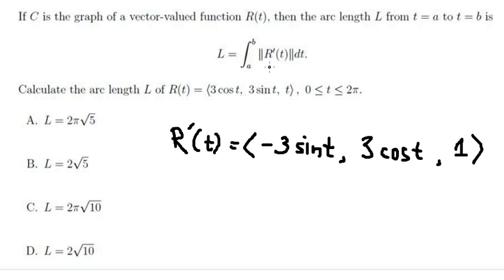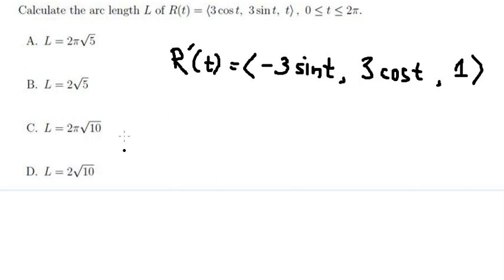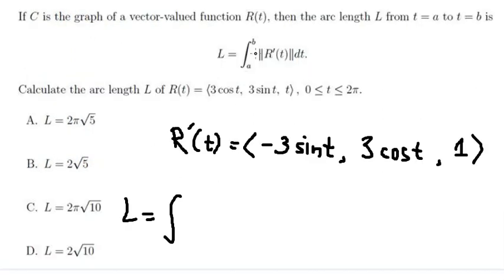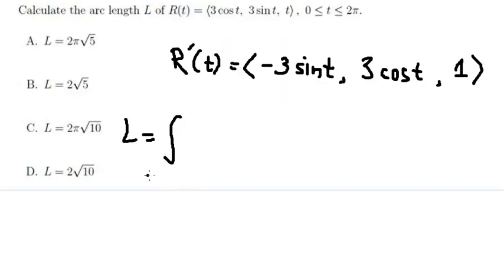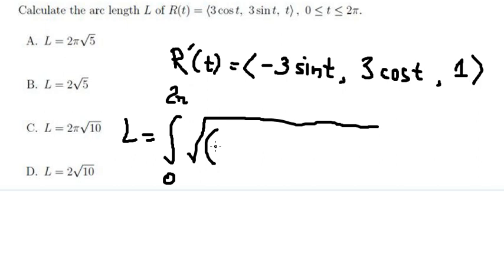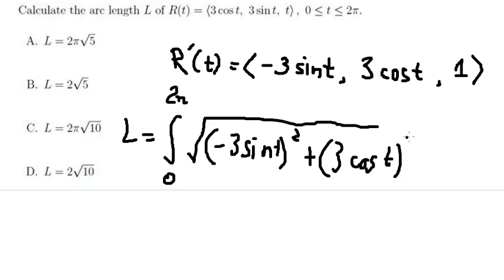Now we put this inside this formula, and it should be like this. The integration from a to b, that's from 0 to 2π, and we have the square root. So I will put negative 3 sine t to the power of 2, and we have 3 cosine t to the power of 2, and 1 to the power of 2.